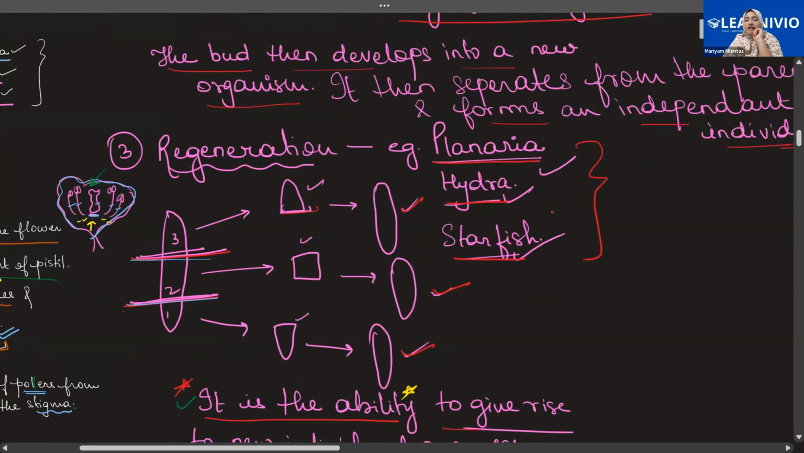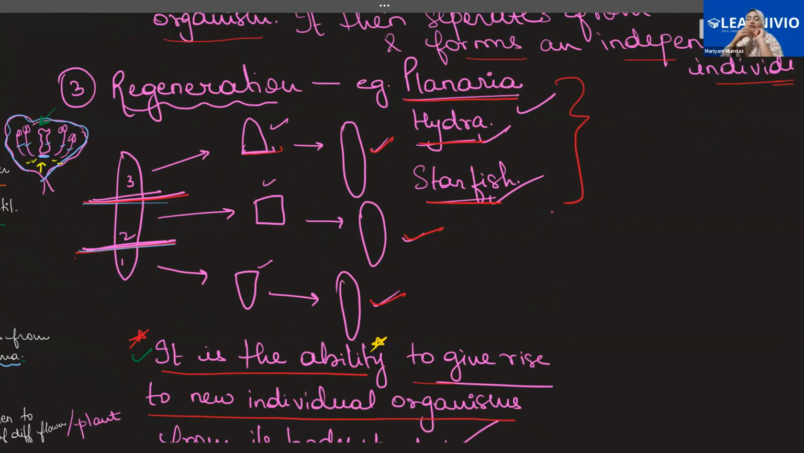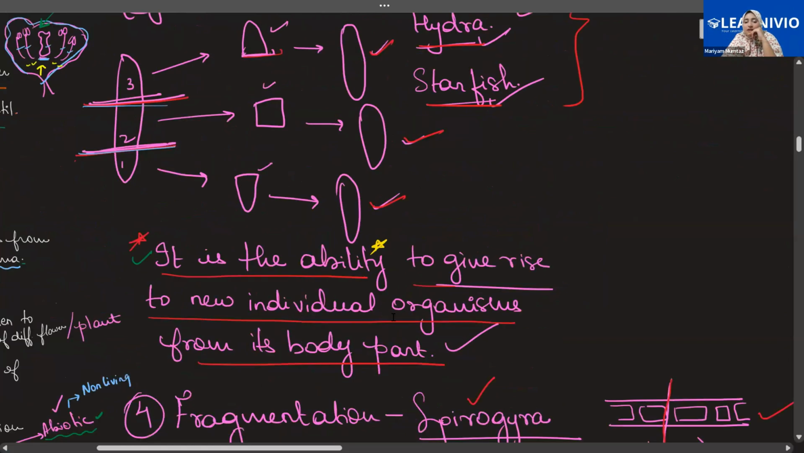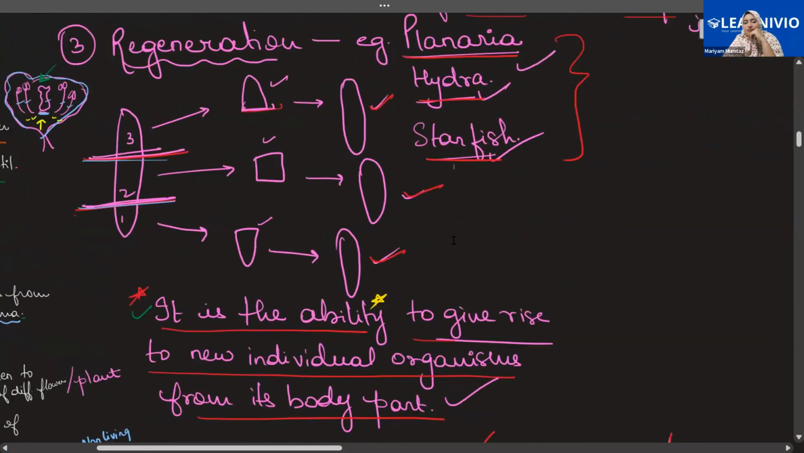Regeneration takes place in the case of planaria, hydra, and starfish. Now, in this, what happens? If we cut the organism into 3 different parts, or 5 parts, or 6 parts, then each of those parts will develop into a new organism. Okay, that is regeneration, it regenerates. So it is the ability to give rise to new individual organisms from its body parts. Clear? This takes place in planaria, hydra, and starfish.